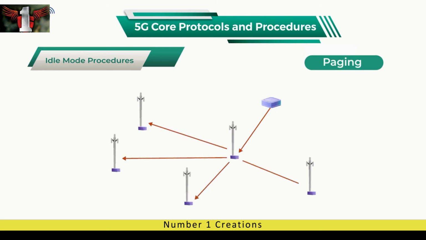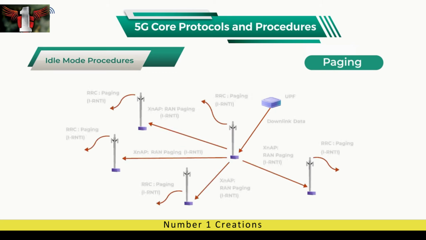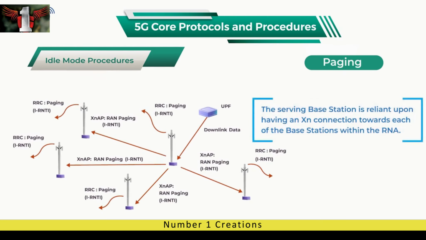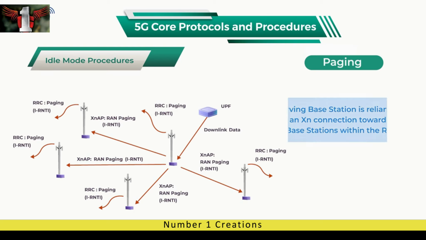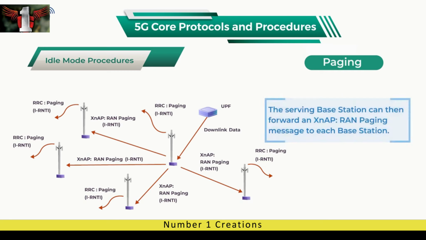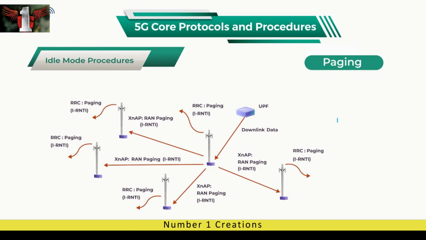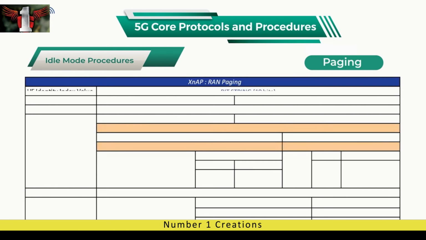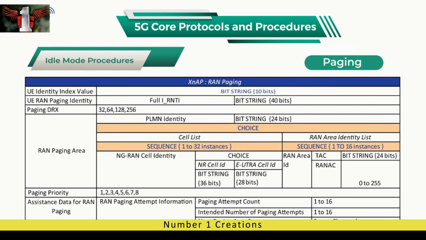Figure on the screen illustrates an example based upon the serving base station receiving downlink data from the UPF. The serving base station is reliant upon having an XN connection towards each of the base stations within the RNA. The serving base station can then forward an XNAP RAN paging message to each base station. The XNAP RAN paging message is represented in table.